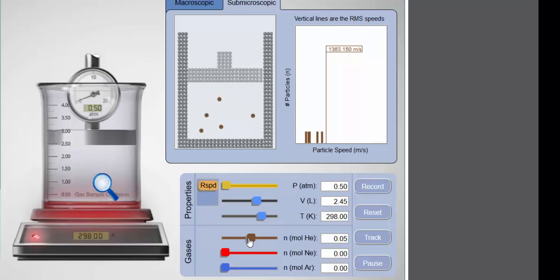Let us add a little bit more helium to the container. And now we see that we've got more molecules bouncing around. We can also track one of these molecules, so it's a little bit easier to see. That creates a trail on it and also changes its color just a little bit.